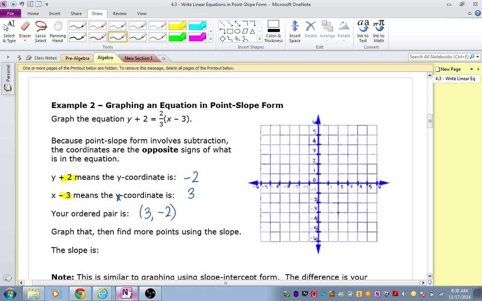So you're gonna graph that. So we're gonna say here, I'm gonna change to red. Here's 3, here's negative 2. So here is our first ordered pair. Then from that, we're gonna find some more points.